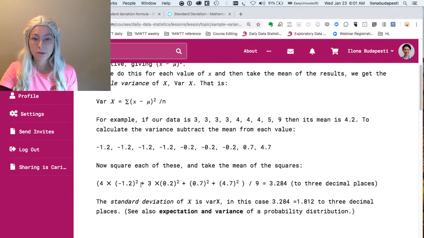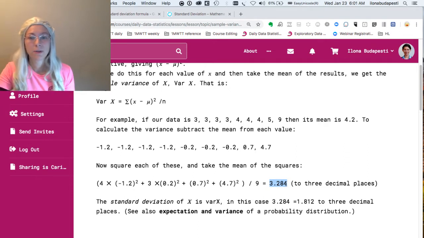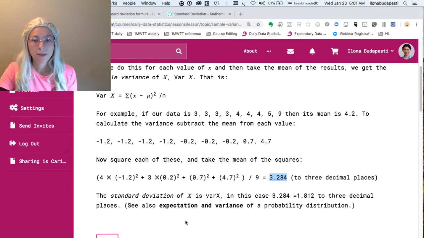Now we square each of these, add them up, and divide by 9. To 3 decimal places, our variance will be 3.284. The standard deviation of X is actually the square root of var X. In this case, the square root of 3.284, which is 1.812 to 3 decimal places.